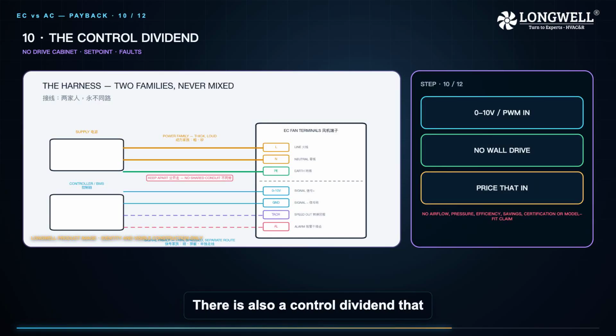There is also a control dividend that the payback division does not capture. An EC fan takes a 0 to 10 volt or PWM signal directly, no external drive, no drive cabinet, no extra wiring losses, and it can hold a set point, ramp gently, and report faults. If your alternative was AC plus a variable speed drive, price that drive, its enclosure and its installation into the comparison, because the EC fan swallowed all of it.